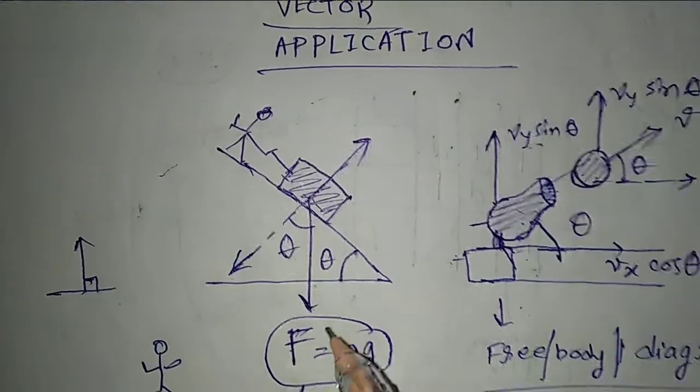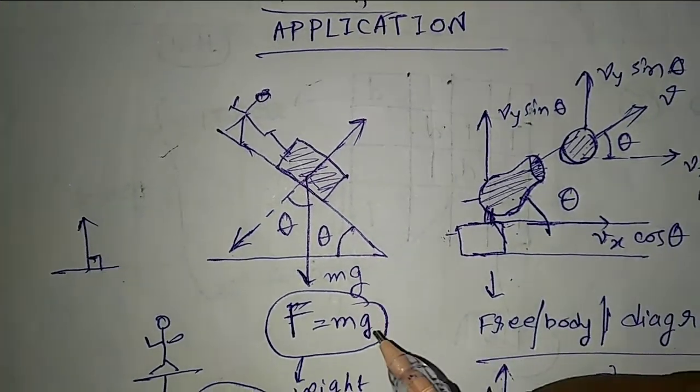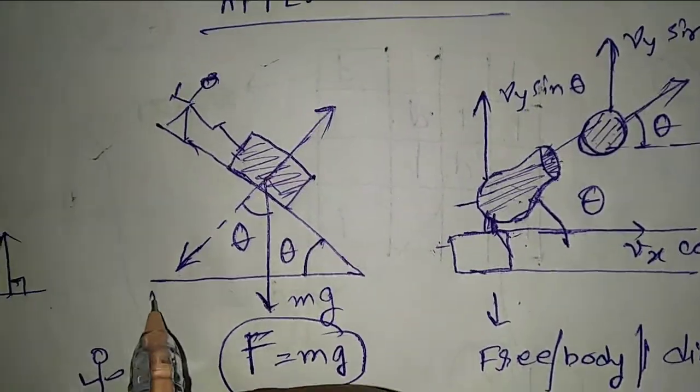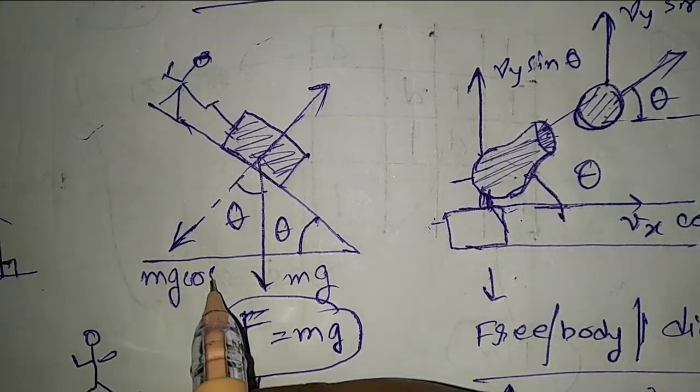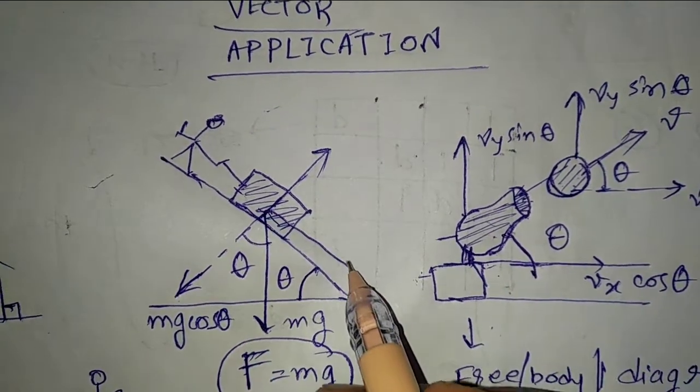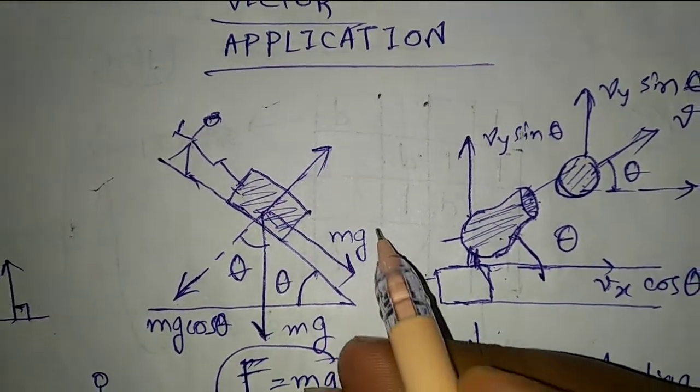This is the process. Now this is force mg. So along one component it will be mg cos theta, and the other component will be mg sin theta.